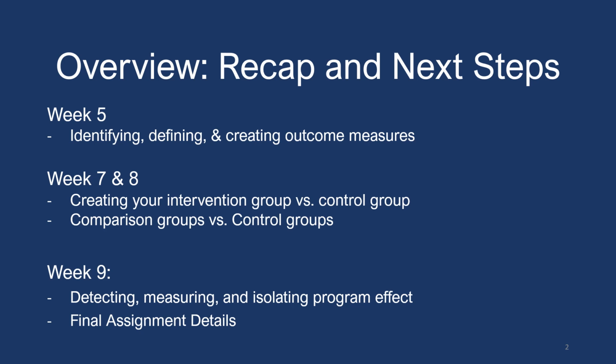This week, we are going to spend time detailing statistical approaches that evaluators use to detect, measure, and isolate program effects, including discussions surrounding the magnitude of effect, the value and role of so-called practical significance versus statistical significance, and how to find effects and how these effects demonstrate variation. At the end, we're also going to spend time going through some additional details on your final assignment.